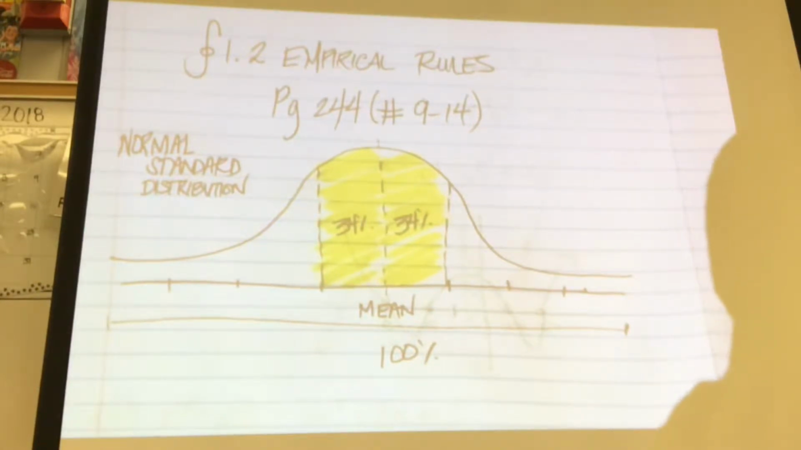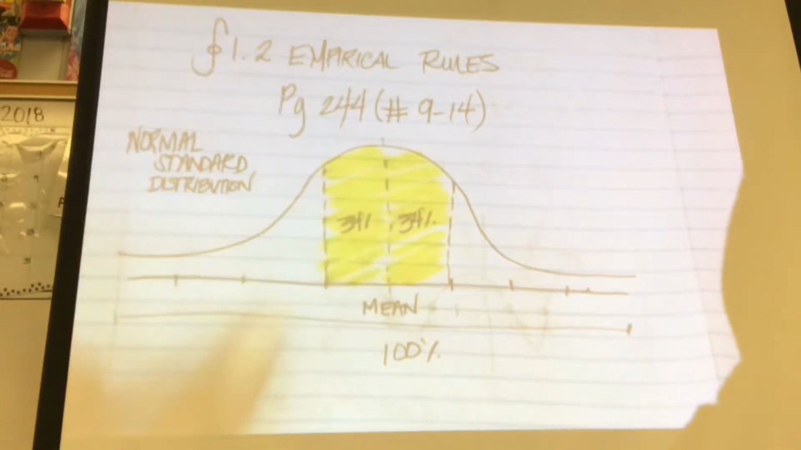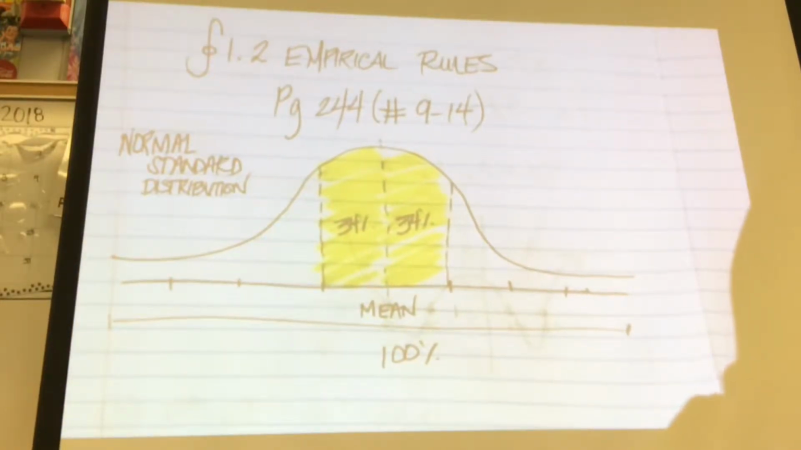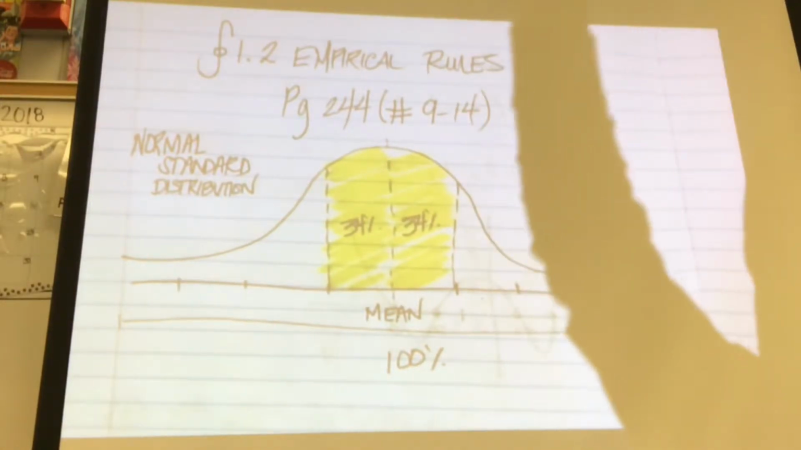Where did I get 68 from? 34 and 34. So 68% of the population fall within the first standard deviation for a normal bell curve. That means it's not skewed left or skewed right, just normal.